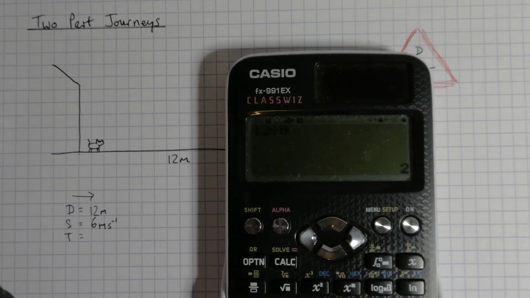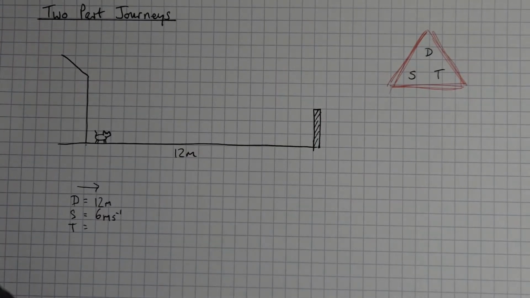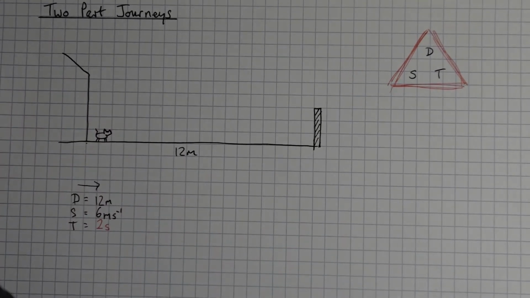It'll give you the time. So 2 seconds. Okay, 2 seconds. They're the units of the answers. So it gave you the 12 and the 6, and we've calculated the 2 seconds. I put that in red because it's something we've worked out rather than something we were given.